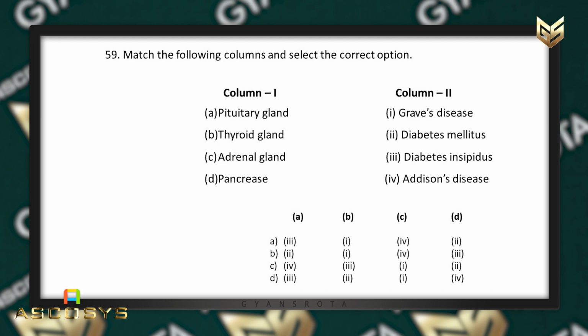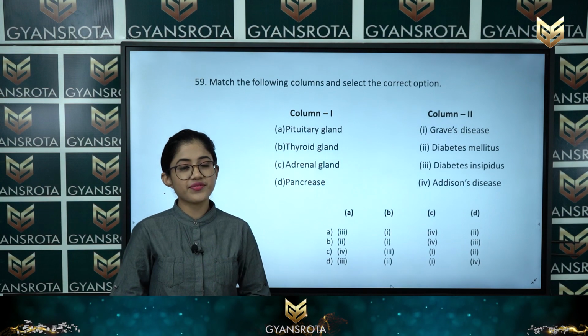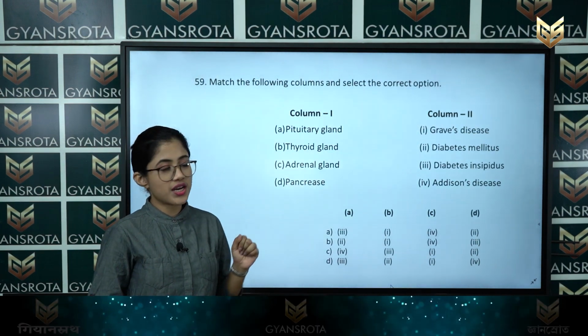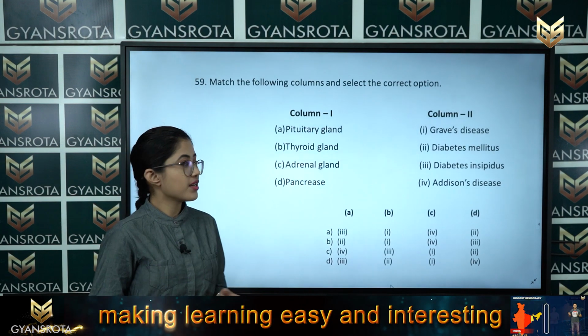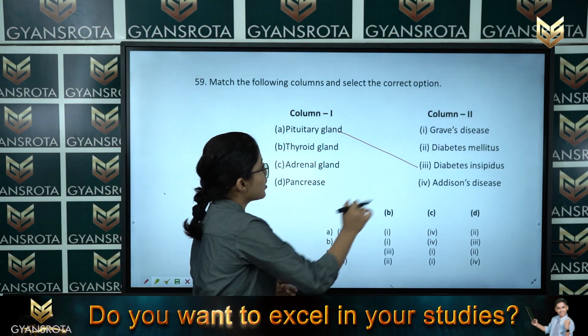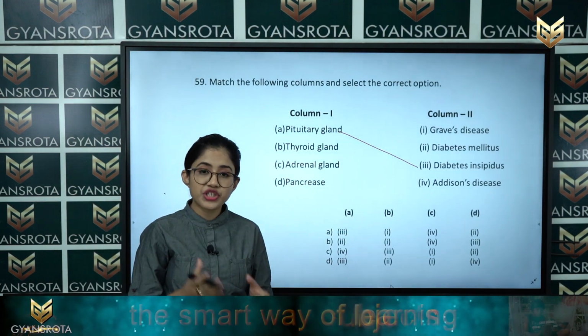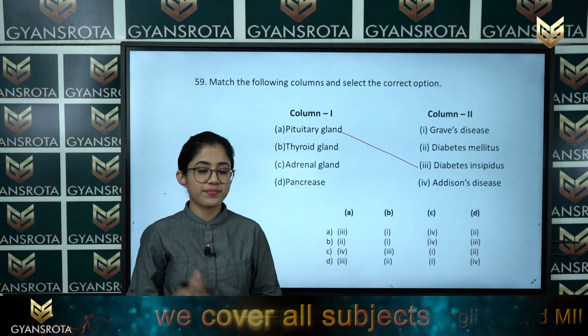Match the following columns and select the correct option. In column number 1, it is written pituitary gland, thyroid gland, adrenal gland and pancreas. And the next is column 2, here it is written Graves' disease, diabetes mellitus, diabetes insipidus and Addison's disease. So student, we need to match column 1 with column 2. So the first one is pituitary gland. Pituitary gland will match with diabetes insipidus, right? Because the hormone, antidiuretic hormone released by the pituitary gland, when it is in deficient amount, it causes diabetes insipidus.